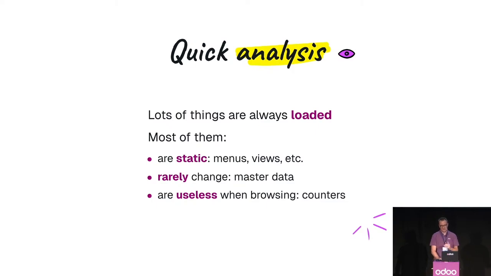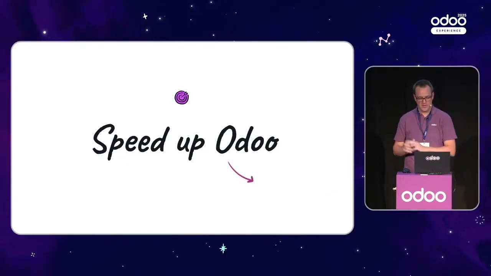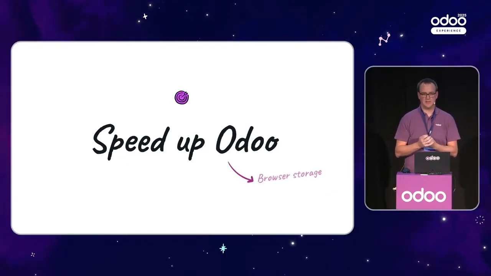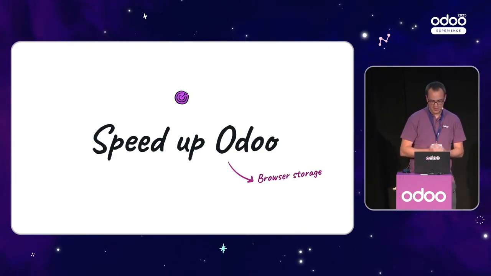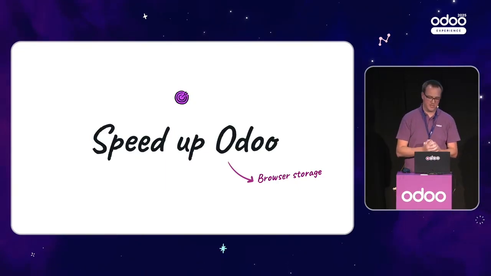So we can say that here there are lots of static data, static elements, such as menus, views. Sometimes you have lots of master data that rarely change, and sometimes you have useless data when you are browsing, such as counters and so on. So based on this analysis, we define that we can speed up this load because lots of elements are very static. We can make the assumption that we don't need to load them every time, and we will define a strategy to rely on the browser storage with the aim to speed up Odoo.